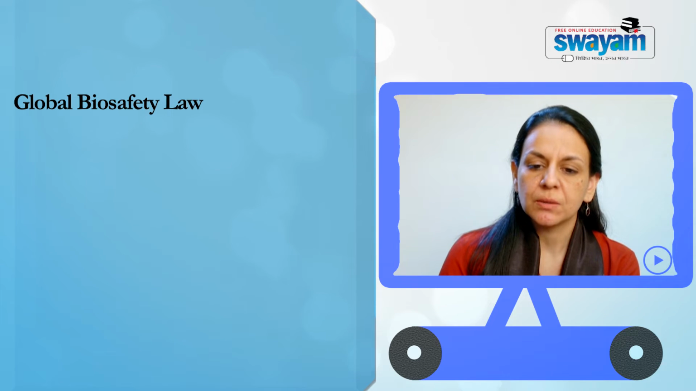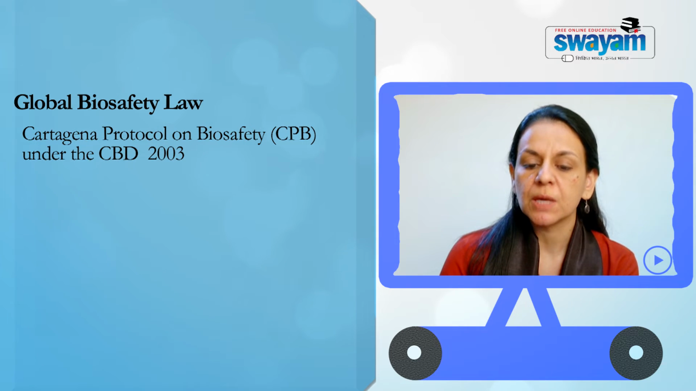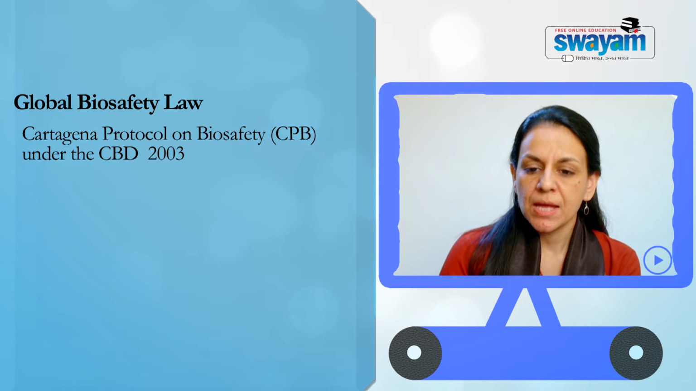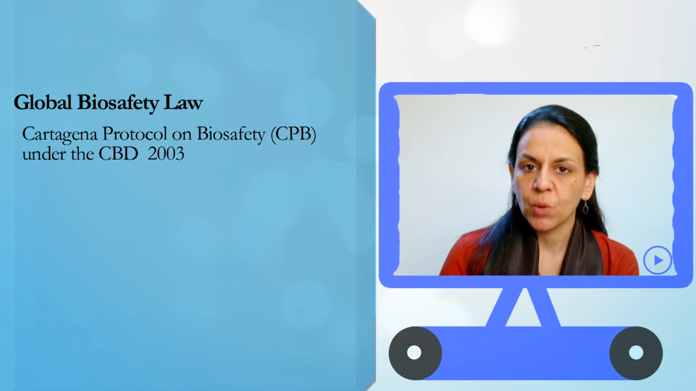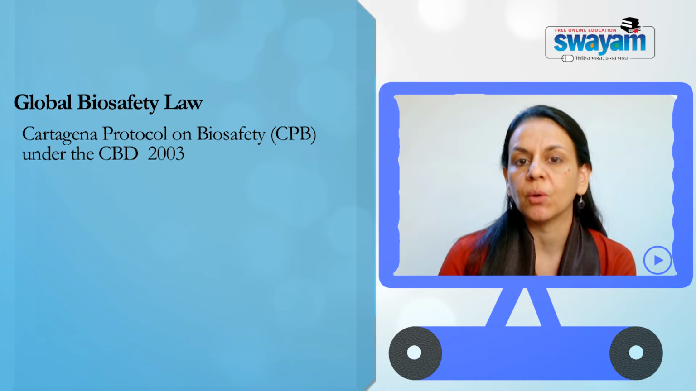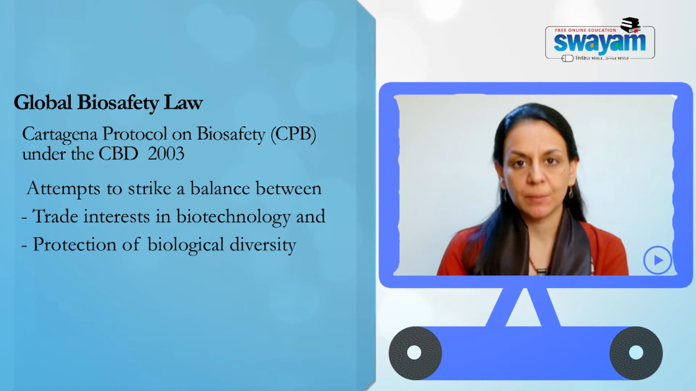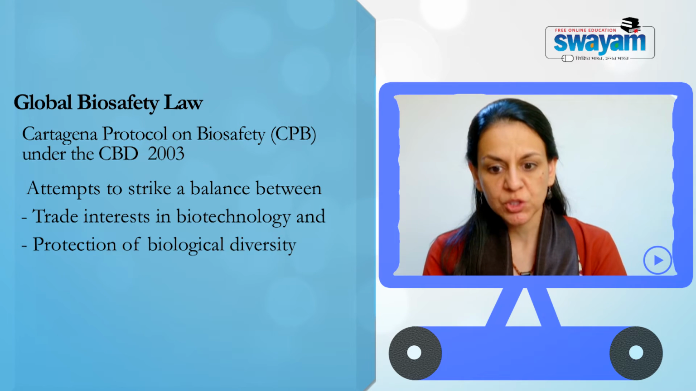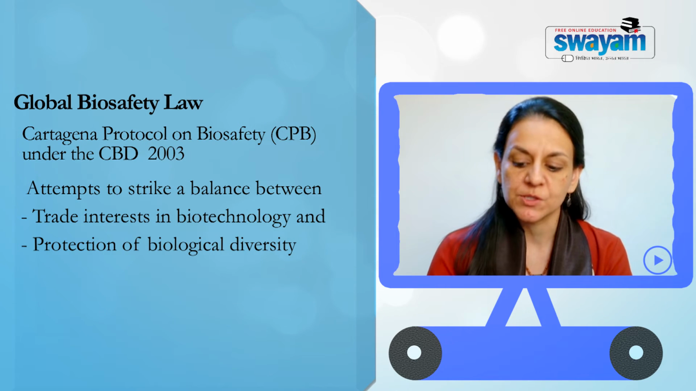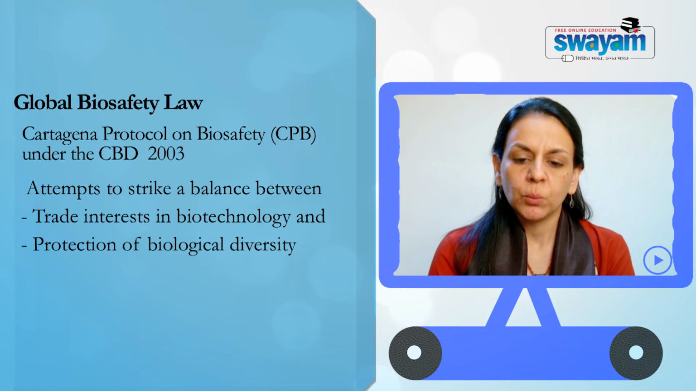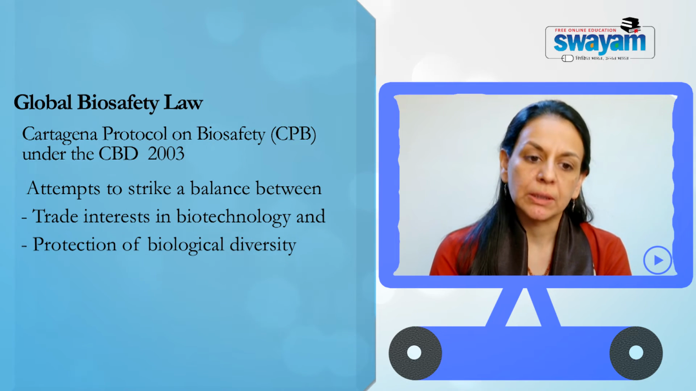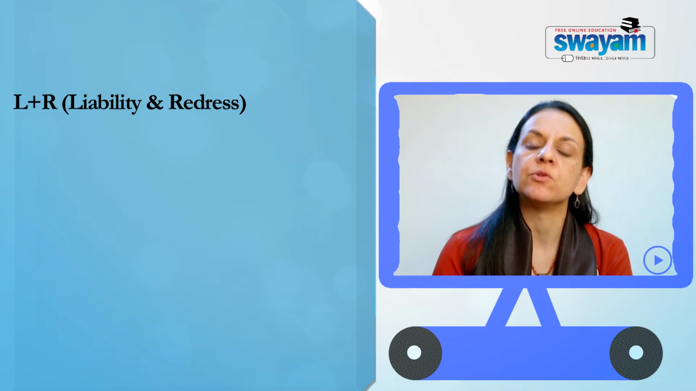But 10 years after the CBD came into force, a specific protocol, which is a daughter treaty or a sub-treaty to the CBD, called the Cartagena Protocol on Biosafety, came into force in 2003. Now this protocol is the international law on biosafety. It attempts to strike a balance between trade interests in biotechnology as well as the protection of biological diversity. And within the Cartagena Protocol, there is a very specific provision which asks for liability and redress provisions to be addressed.